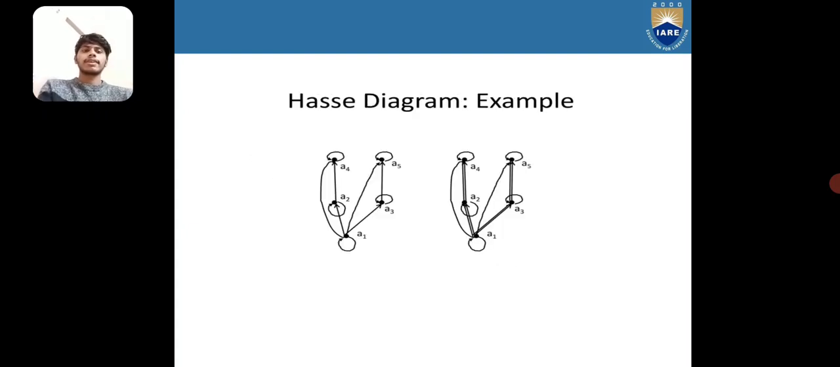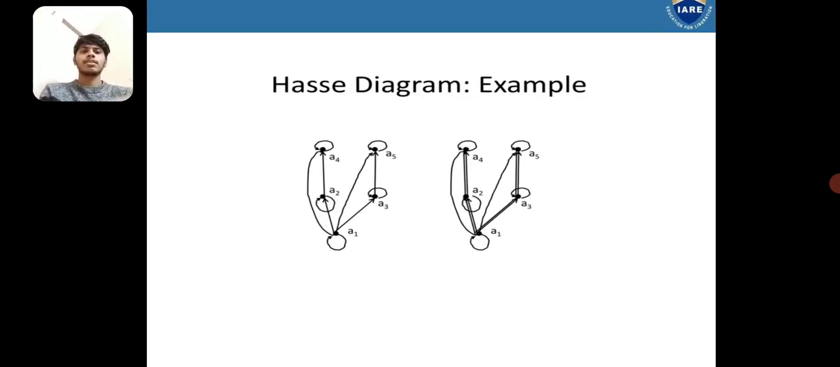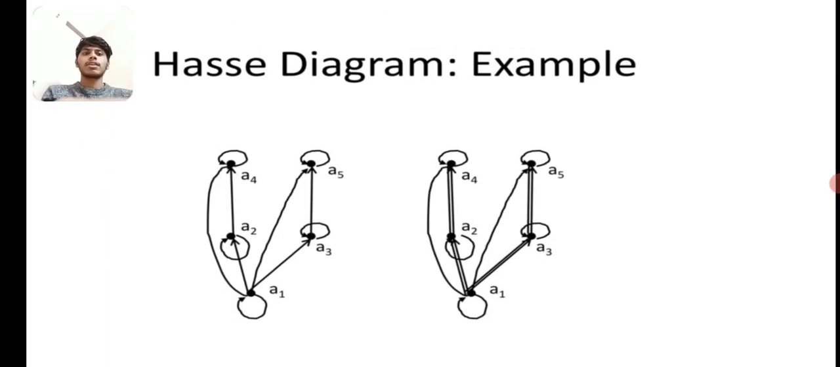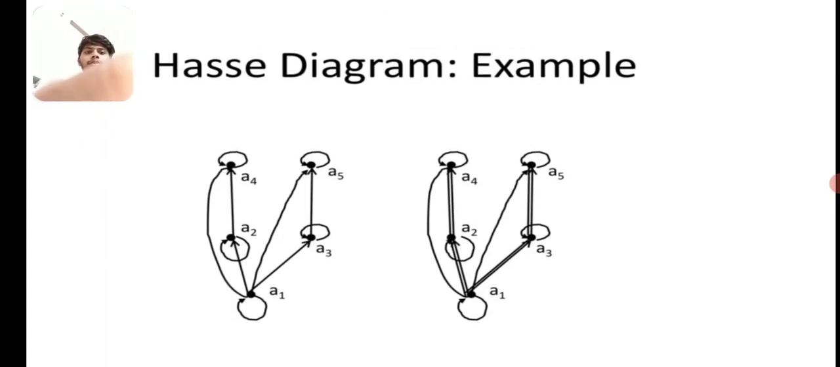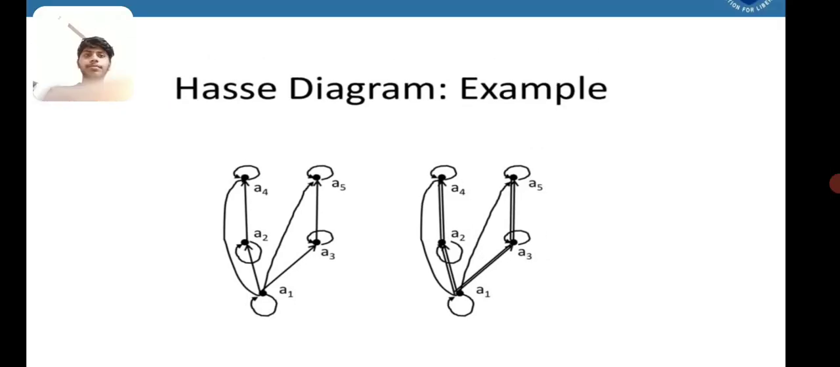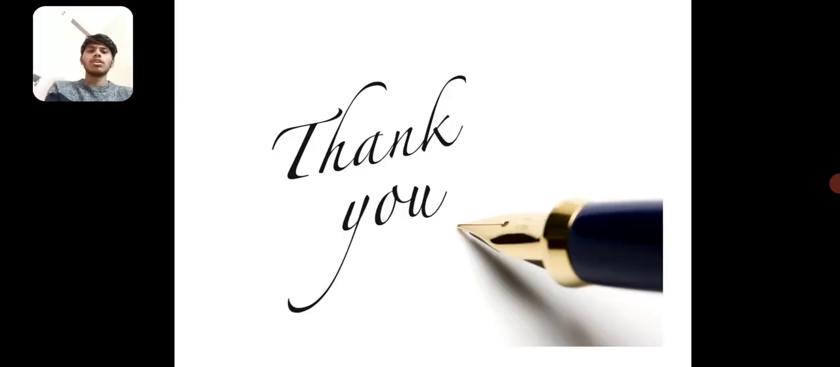So this is an example of a Hasse diagram, with edges from A1 to A4, A1 to A2, A2 to A4, A1 to A3, and A1 to A5. Again A3 to A5, and again A2 to A4. This is one type of Hasse diagram. So that's all in this presentation.